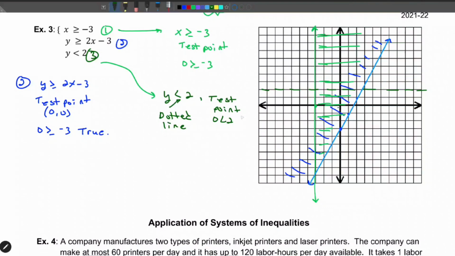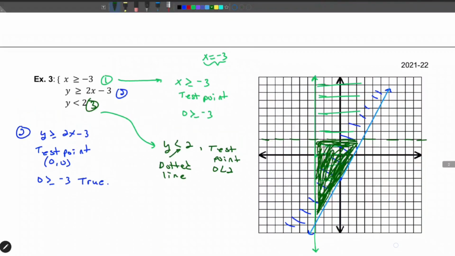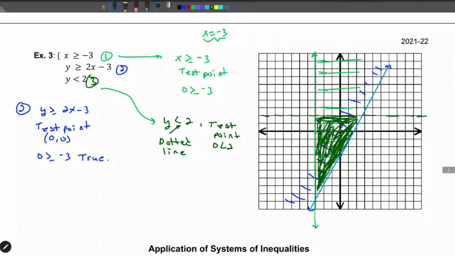So that's true. So again, I could shade here and I could shade here, but I don't really want to do that because I'm trying to find the overlapping region. So it looks like this triangle area is my overlapping region. I'm going to scribble that in just to make sure we can see what's going on. And you could highlight this or anything if you wanted as well. And so that is our solution set. And again, any point in this solution set is going to satisfy all 3 inequalities.